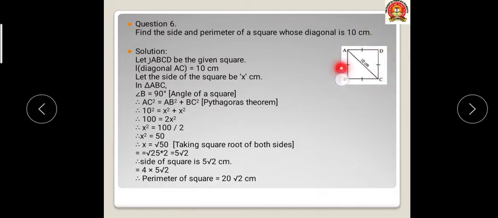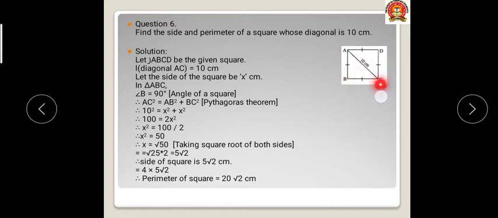If you are observing triangle ABC, AC is the diagonal of the square, and AB and BC are the sides of the square. AC is the hypotenuse. All of you know that a square has all angles 90 degrees. So this triangle ABC is a right angle triangle, and therefore we can use the Pythagoras theorem, that is AB square plus BC square is equal to AC square. Now what is AC? AC is 10. So AB square plus BC square is equal to 10 square.